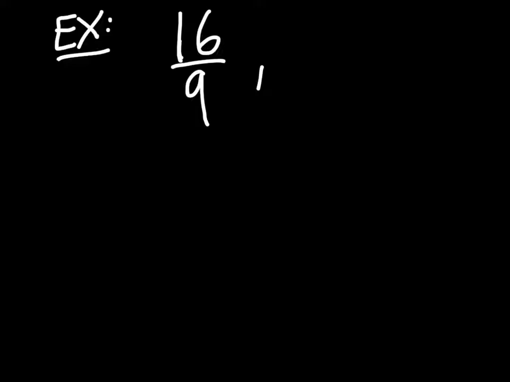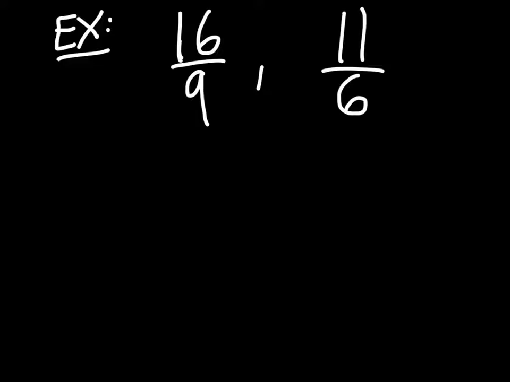Let's also make it improper, okay? 1 and 5 sixths would be 11 sixths. All right. Now, I'm only going to share this with you guys once, unless you ask again. Okay, so pay attention.